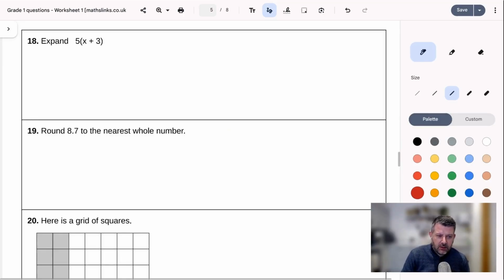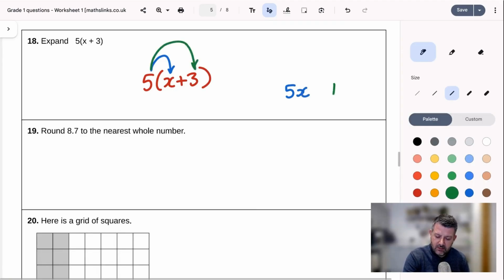Question 18 now, we're being asked to expand a bracket. Just going to rewrite it down here to show you how I do it. So when we're doing something like this, you're multiplying everything in the bracket by what's on the outside. So we're going to do 5 times x, which is 5x. And then we're also going to do 5 times 3, which is 15. We're going to keep the plus. There's a plus in the middle. That will always stay the same unless you're timesing by a negative number, which can happen. But in this case, we're just timesing by positive 5. So the symbol in the middle stays the same.